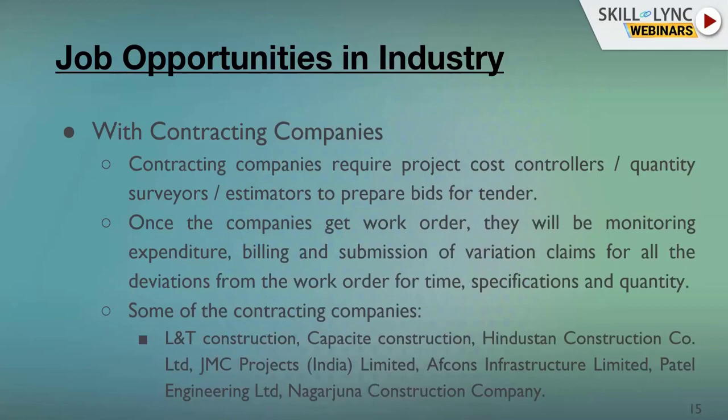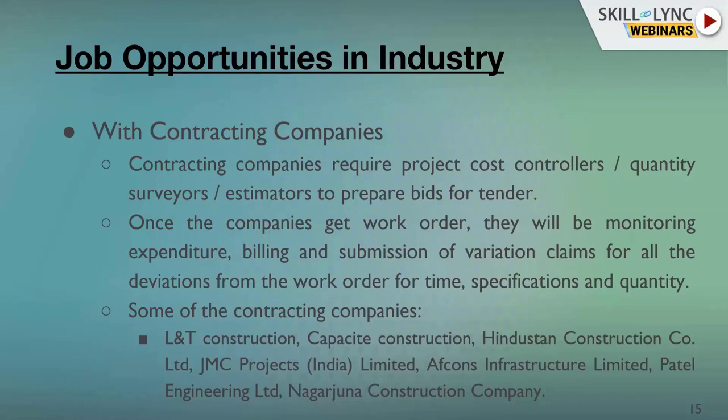Now we'll explore the opportunity with the contracting companies. Contracting companies require project cost controllers, quantity surveyors, estimators to prepare bids for tenders. When the companies get the work order, they will monitor the expenditure, billing, and submission of variation claims for all deviations from the work order for time, specifications, and quantity. So basically, contracting business is like that. When the real estate developer or any client issues the tender, the contracting companies need to prepare an at-par bid to get the job.